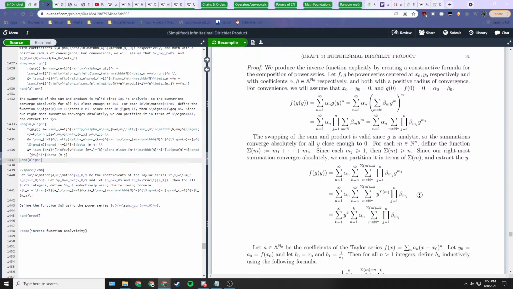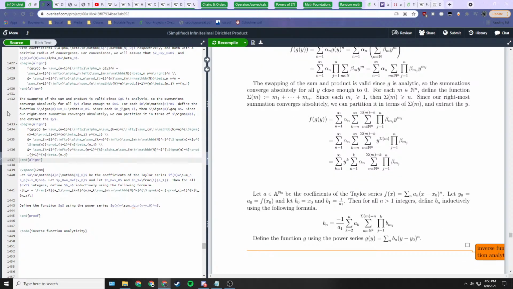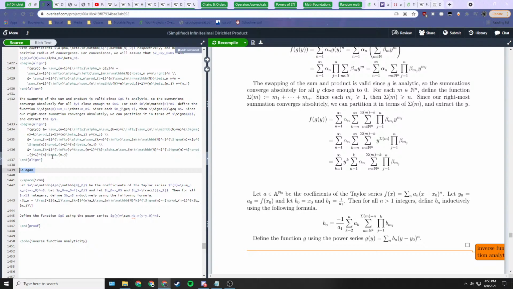Okay, so what I want us to do now that we have this is extract, essentially I want to do this in reverse. Yes, okay. So I'll make this note.